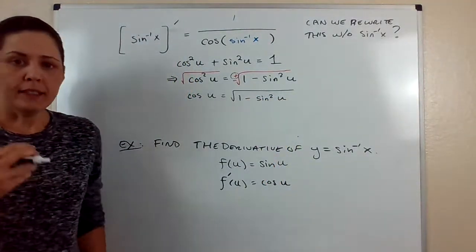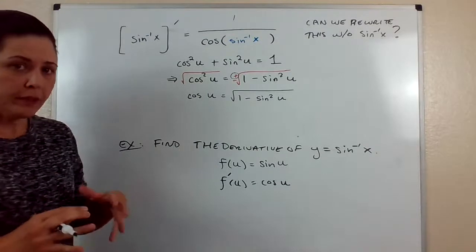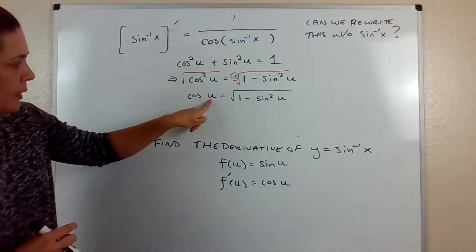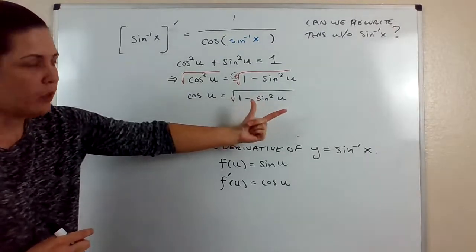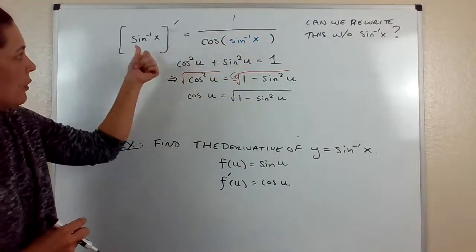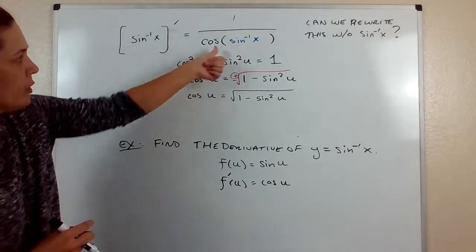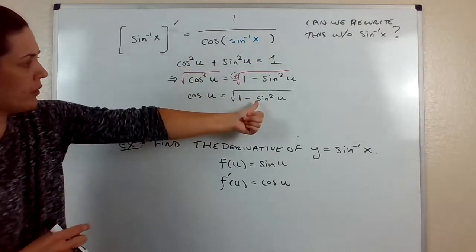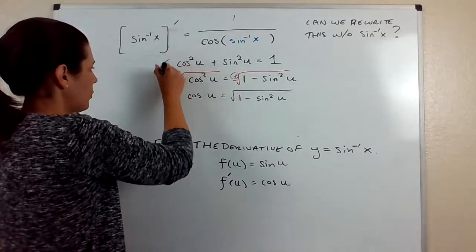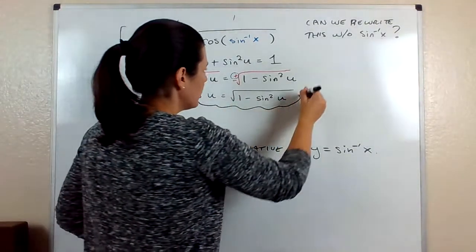Okay. Now, if you can tell where this is going, cosine of something equals the square root. I'm now going to be able to rewrite this answer that I came up with for my derivative, where I have cosine of something, in terms of this. So we're going to replace now. So this was sort of our side work. I'll put it in a bubble.